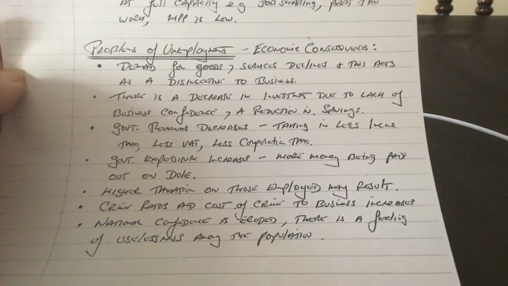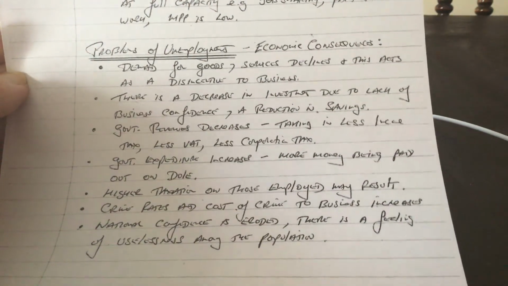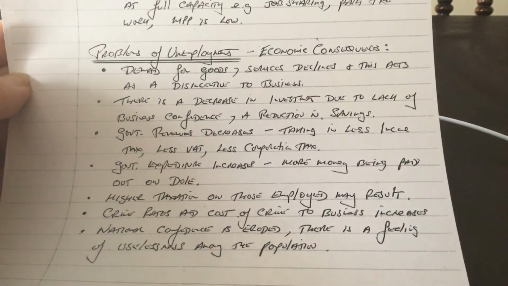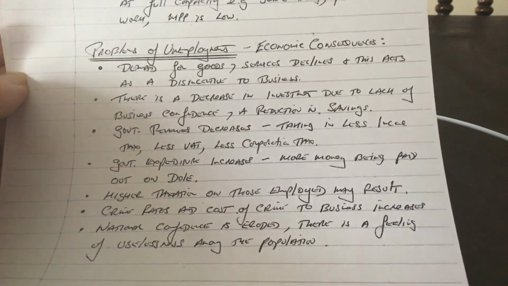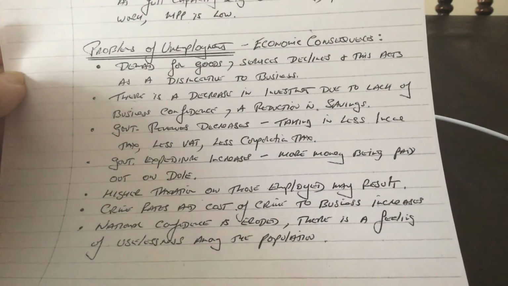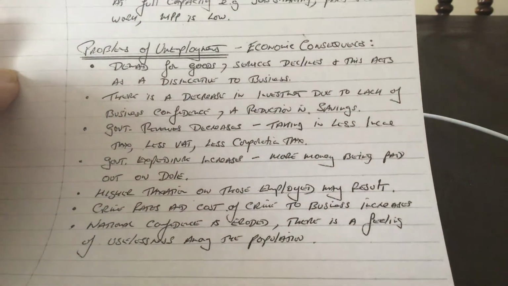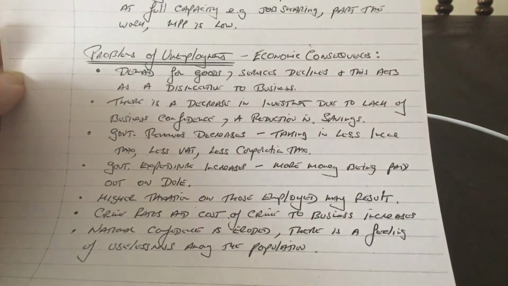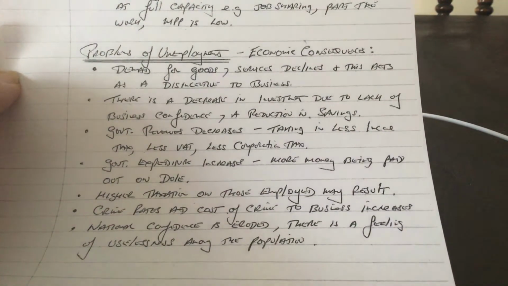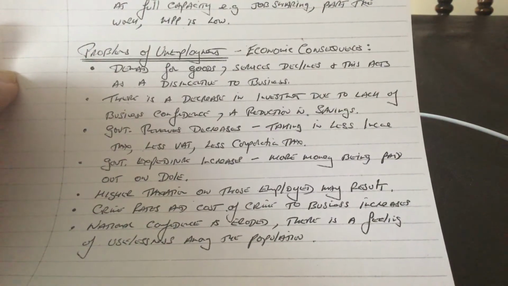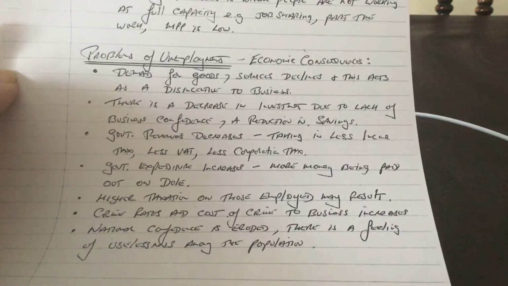Government revenues decrease. They will be taking in less income tax because of high unemployment, less VAT because people aren't spending, and less corporations tax, which is a tax on profits, because people aren't spending. The government expenditure will increase. More money is being paid out on the dole. So, for example, during the Great Recession, we went from an unemployment of about 140,000 people to 450,000 people in about 2 years. Huge expenditure.